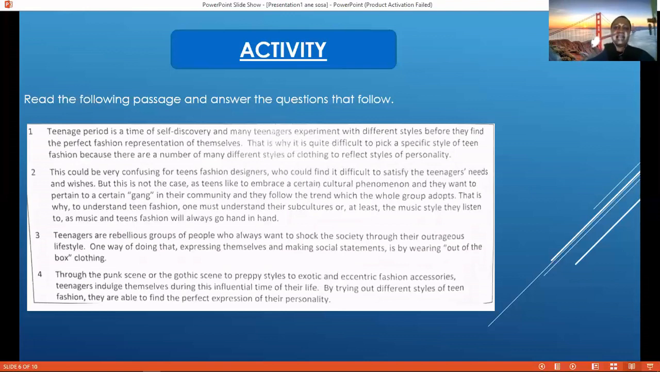Right, that is the reading text there on teenagers and them trying to find themselves through fashion.